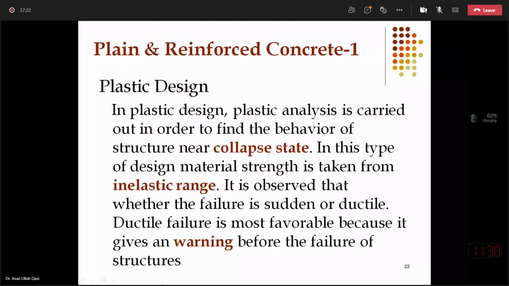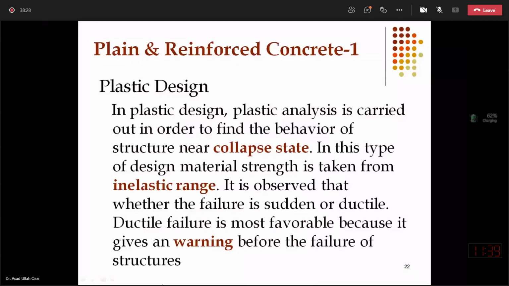Just to let you know what the difference is between elastic and plastic design. In plastic design, unlike USD or ASD, plastic analysis is carried out in order to find the behavior of the structure near collapse loads. So the target is actually to identify the collapse mechanism. In this type of design, material strength is taken from the inelastic range, and obviously in USD also we use the full material strength of concrete. However, the steel strength used is up to yield limit.